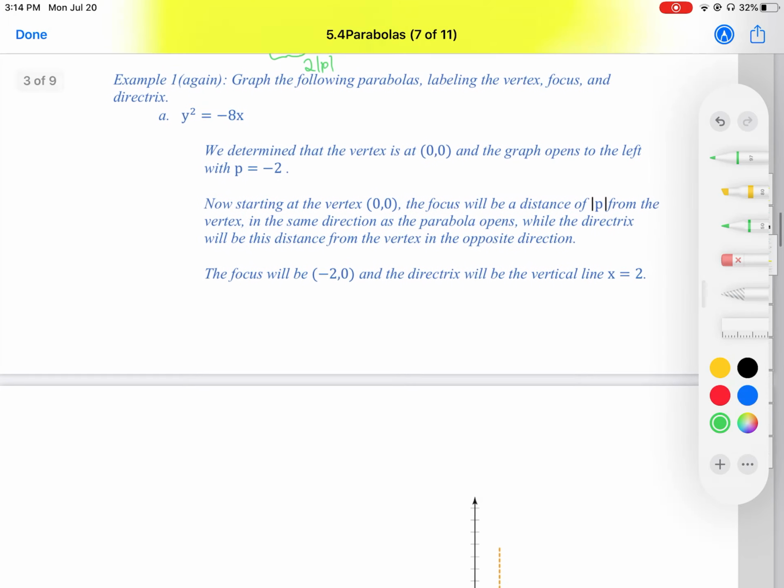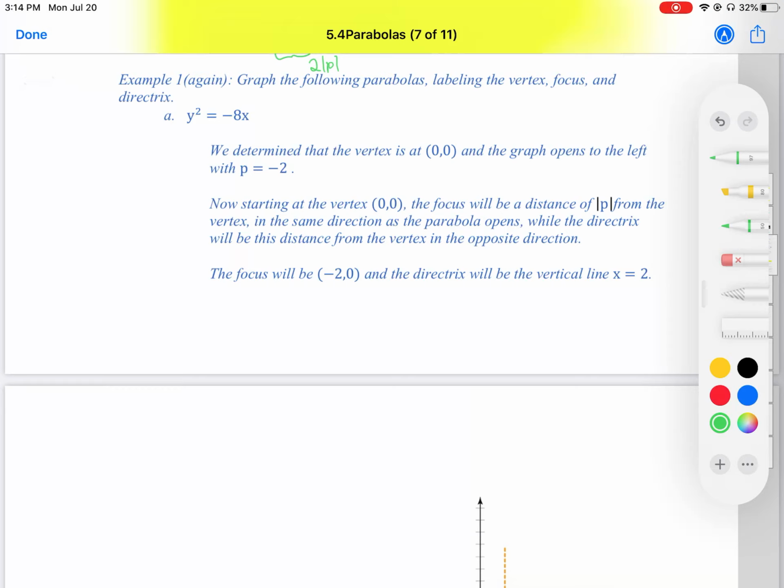All right, let's go ahead with example 1. From example 1, we determined that our vertex is 0, 0, and that p-value was negative 2. Again, that comes from 4p, and that value is negative 8. So we're left to work that out. Divide by 4, divide by 4. P is negative 8 divided by 4, negative 2, just as we have. Okay, so our vertex is 0, 0.